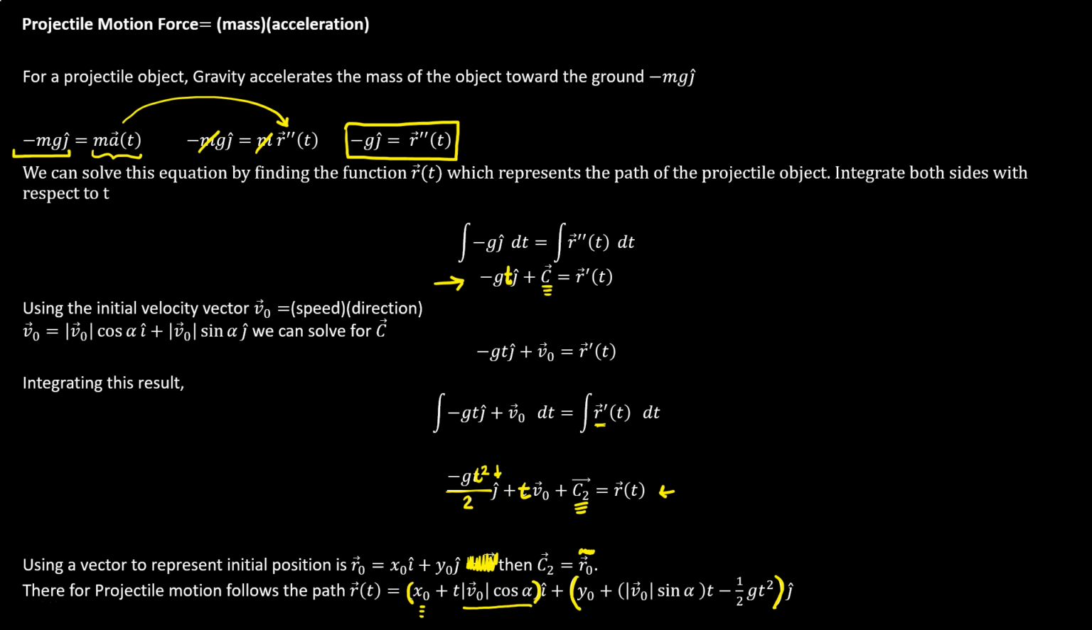That comes from the initial velocity vector. And then in the J hat component, we have our initial position Y0 plus our initial velocity magnitude V0 sine alpha times T. And then we have that last piece, which is only happening in the J hat component, that is from gravity.